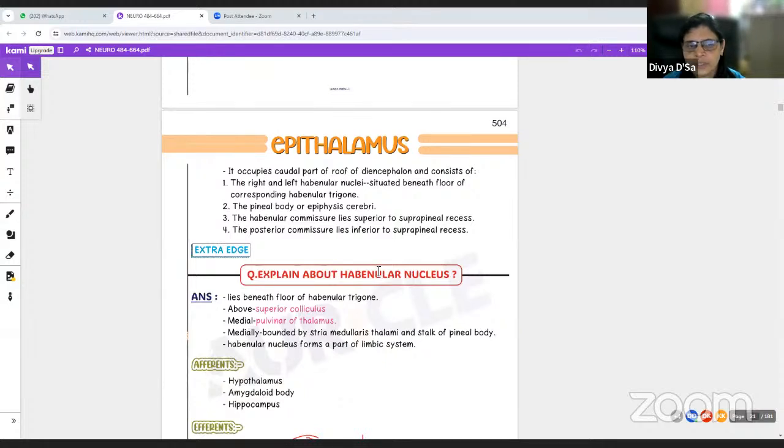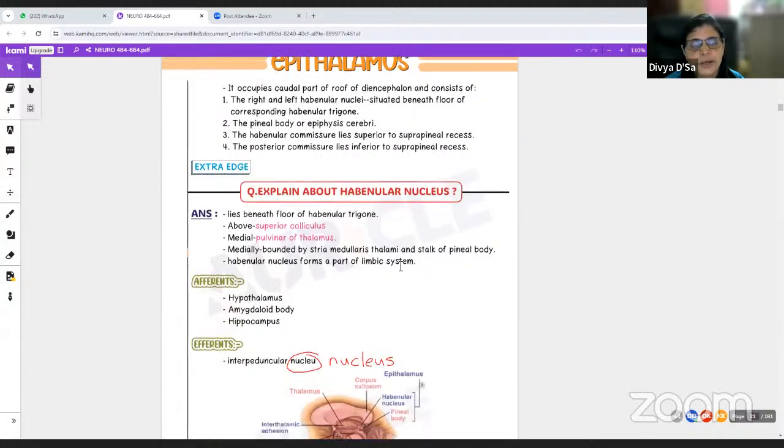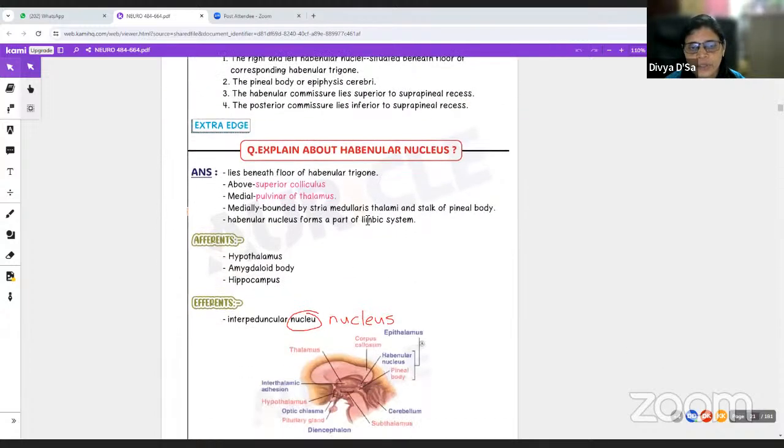Next is the epithalamus. The epithalamus occupies the caudal part of the roof of the diencephalon and consists of the right and left habenular nuclei situated beneath the floor of the corresponding habenular trigone. It also consists of the pineal body or epiphysis cerebri, the habenular commissure, and the posterior commissure. The habenular commissure lies superior to the suprapineal recess, and the posterior commissure lies inferior to it. So what is the habenular nucleus?